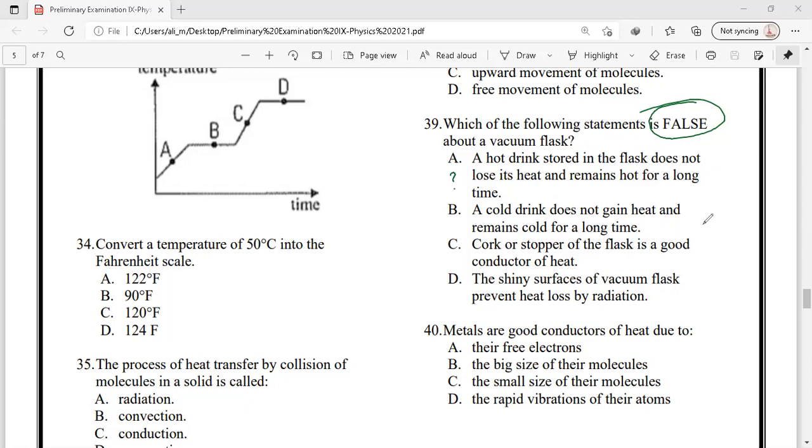हमारा जो वैक्यूम फ्लास्क है या थर्मोस फ्लास्क है, उसके ऊपर जो प्लास्टिक का या कॉर्क का स्टॉपर लगा होता है, it is a good conductor of heat. Similarly, the shiny surface of the vacuum flask prevents heat loss by radiation. बिल्कुल ठीक है ये, कि अंदर का पार्ट शाइनी बनाते हैं ताकि थर्मल एनर्जी रिफ्लेक्ट होके वापस थर्मस फ्लास्क के अंदर हो जाए. So this is the correct one.